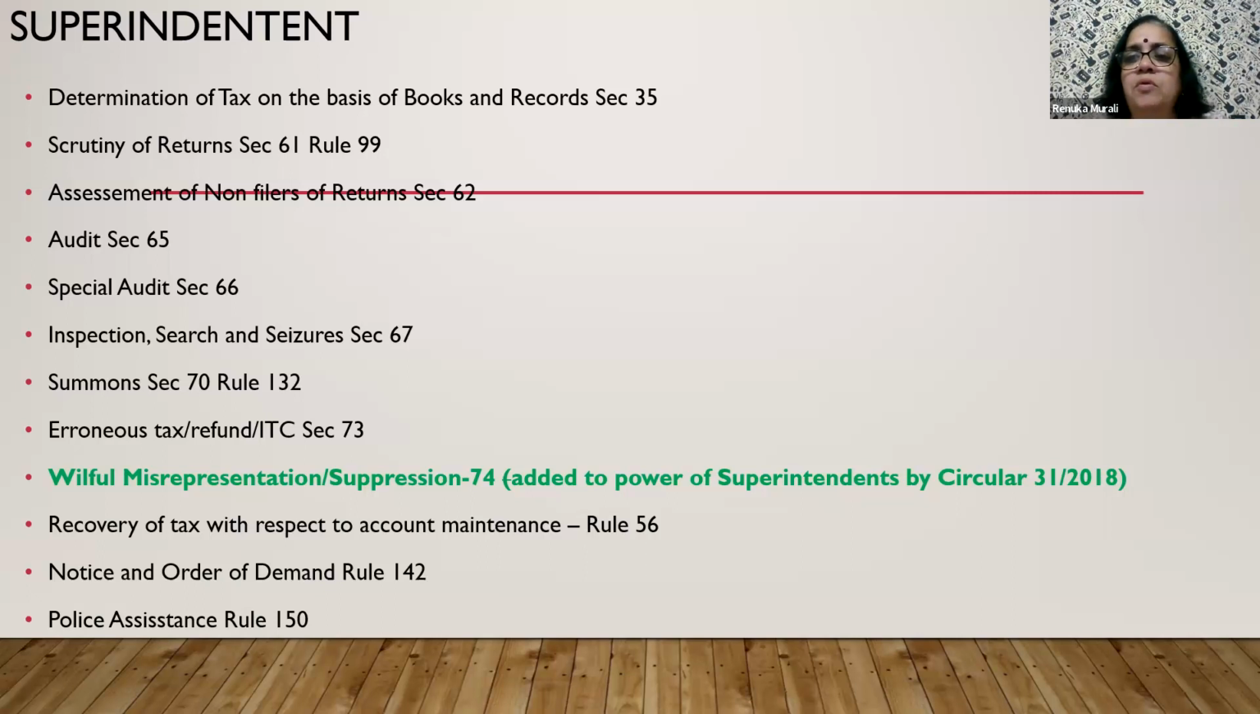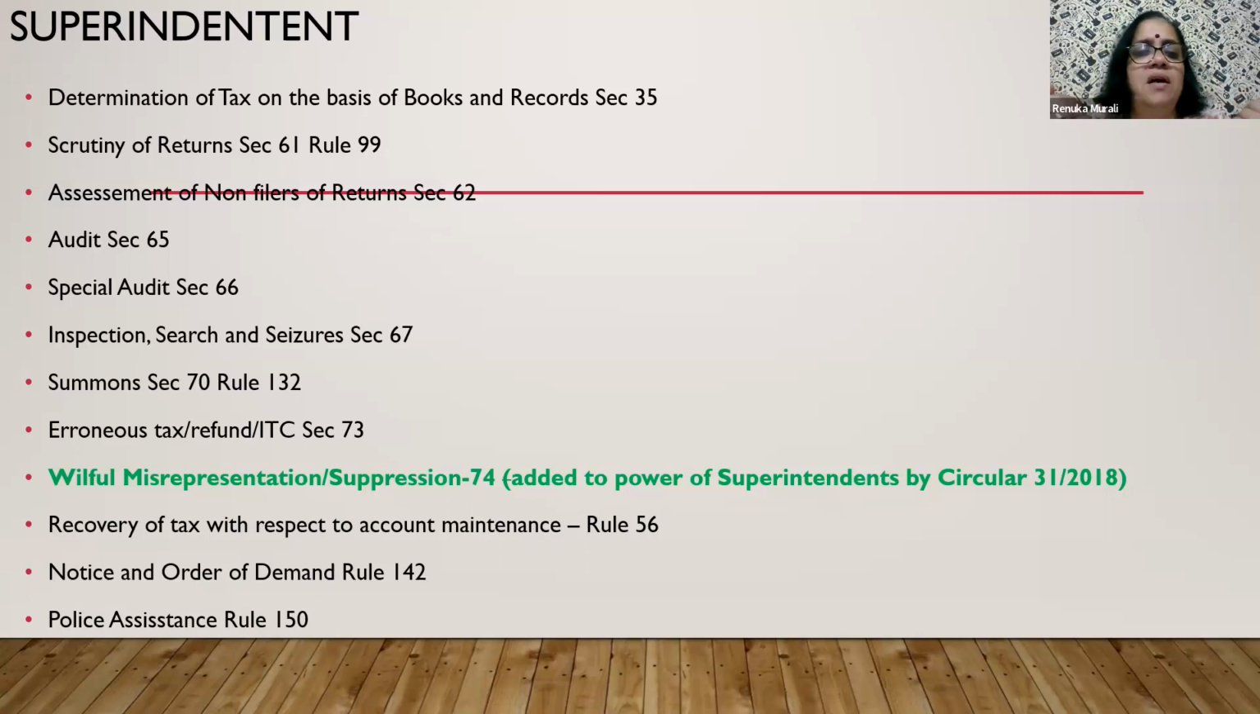So up to the circular number 31/2018, it was only the assistant commissioners who had the power with respect to cases dealing with willful misrepresentation or suppression under section 74. Other than that, the superintendent's powers have been scrutiny of returns, special audit, inspection, search and seizure, issue of summons, erroneous tax, recovery of tax notices and orders, police assistance, etc. All these powers of the superintendent will have to be exercised only when he has proper permission from his higher authorities. Say, for example, summons, section 70, read with rule 132.